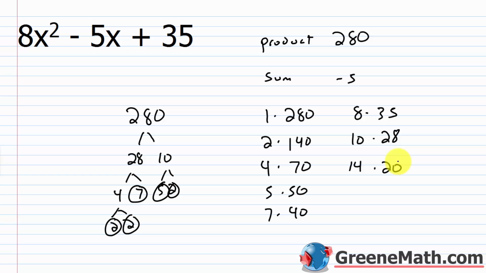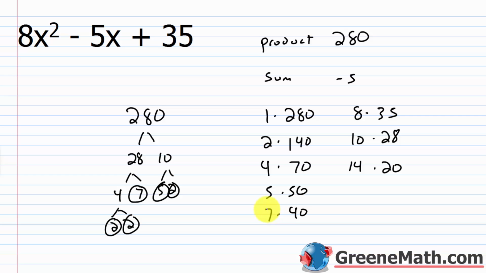Now, what you're looking for here, if the product is positive 280, you would need 2 integers that both were negative, right? Because you have a negative sum. So 2 negatives would make a positive when multiplied together, and 2 negatives added together would give you a negative sum. So that's what you would need. But if you look through this list here, nothing would work, right?